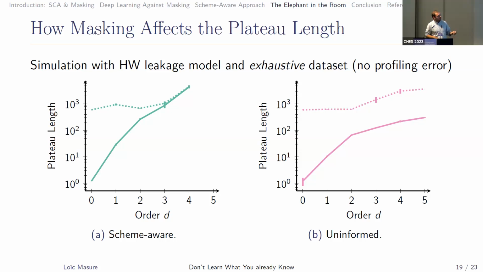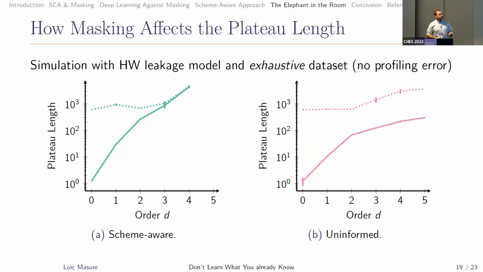And what we could observe here, measuring the length of the plateau, is that it is almost exponential on our schema-aware model, and not really exponential, but at least super polynomial in the uninformed case, which is the classical black box way to run deep learning attacks. So it seems to be a problem that we cannot avoid, especially if in the next few years we will have to target implementations with much higher order.